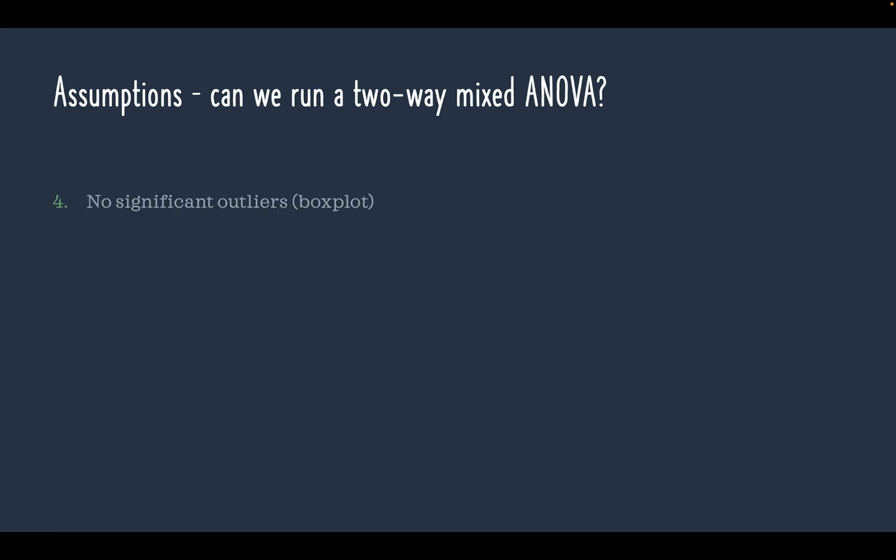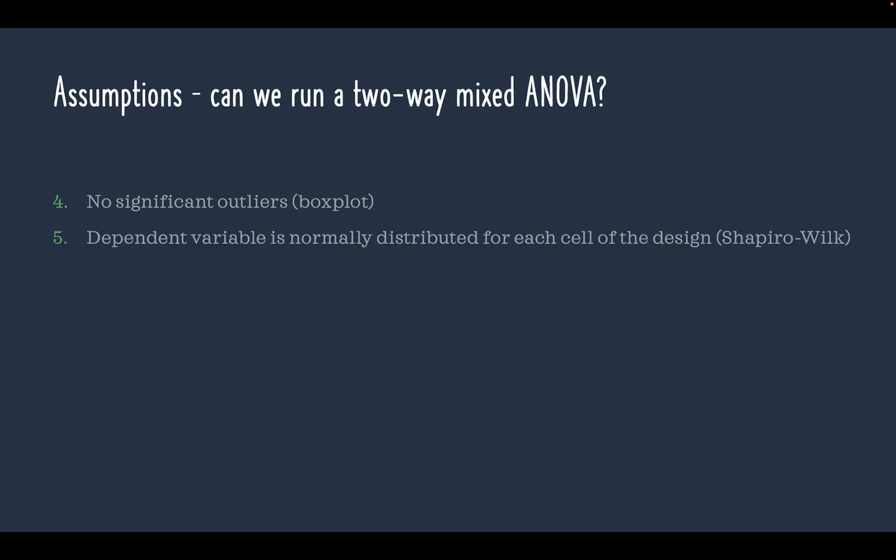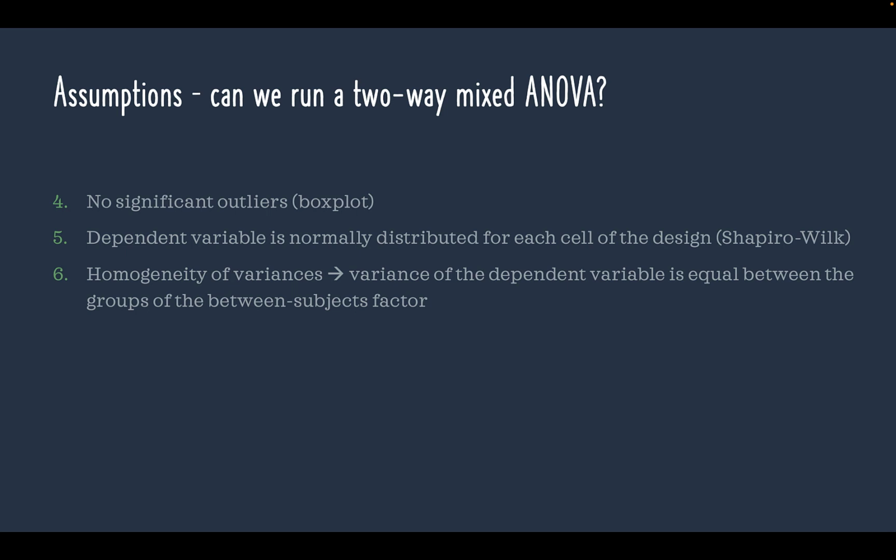All right, let's keep on with our assumptions. So the more complicated the test gets, typically the more assumptions we have. We also need no significant outliers, which we'll assess with a box plot. The dependent variable is normally distributed for each cell of the design, and we'll look at Shapiro-Wilk there. We've got homogeneity of variances, so the variance of the dependent variable is equal between the groups of the between subjects factor. We've got homogeneity of covariances, and for this one, we actually will not check this assumption.